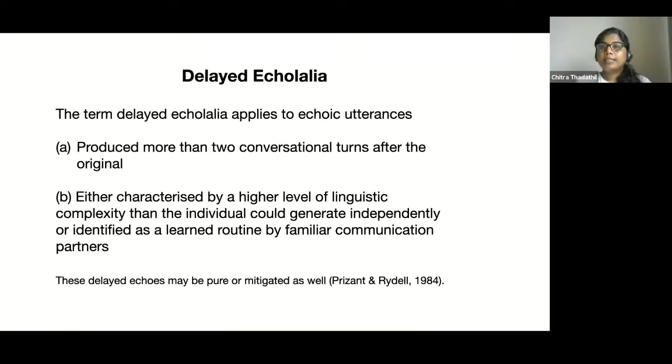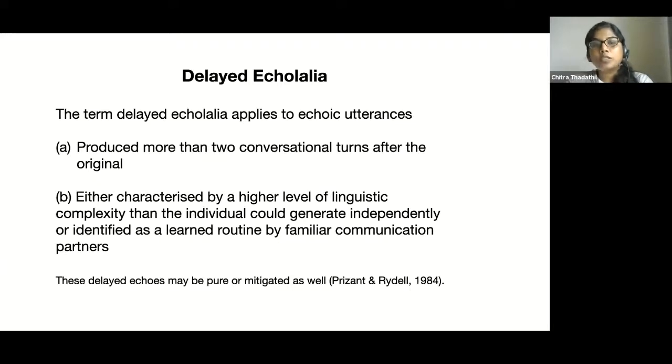Delayed echolalia. The term delayed echolalia applies to echoic utterances produced more than two conversational turns after the original. For example, I tell the child, "Hi, how are you today?" And the child answers, "I'm fine, thank you." Then you ask the child, "How was your vacation?" And if the child says, "Hi, how are you today?" that is delayed echolalia. It's gone more than two conversational turns, firstly.